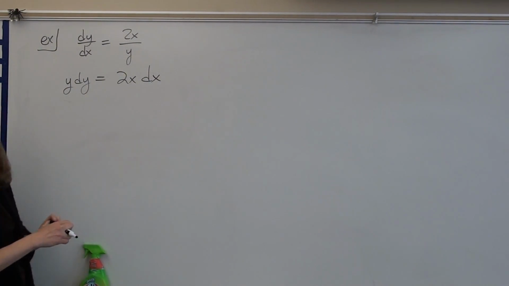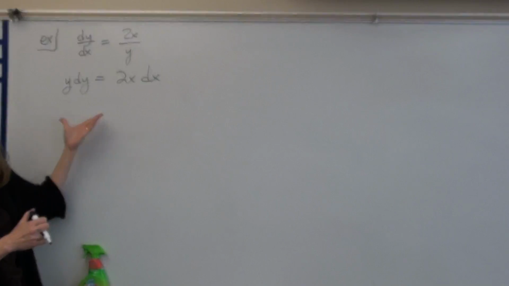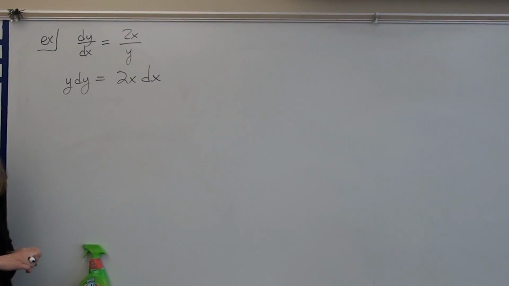All right. Now, from here, what do you think we're going to have to do next to solve? Solve for y. So you want to divide by dy? You can divide both sides by d. And then you'd have y squared equals 2x squared, and then take the square root of both sides. Does that sound good?